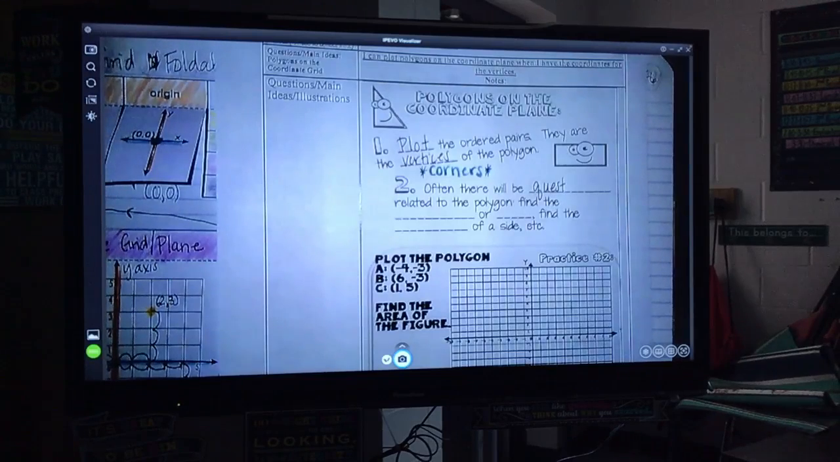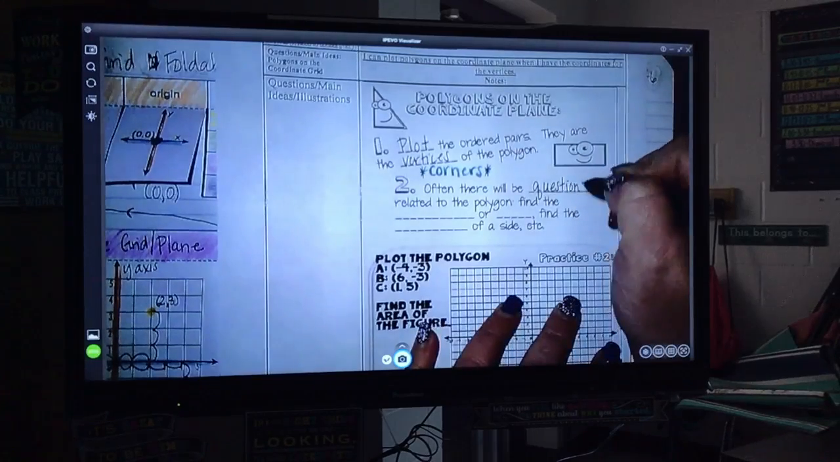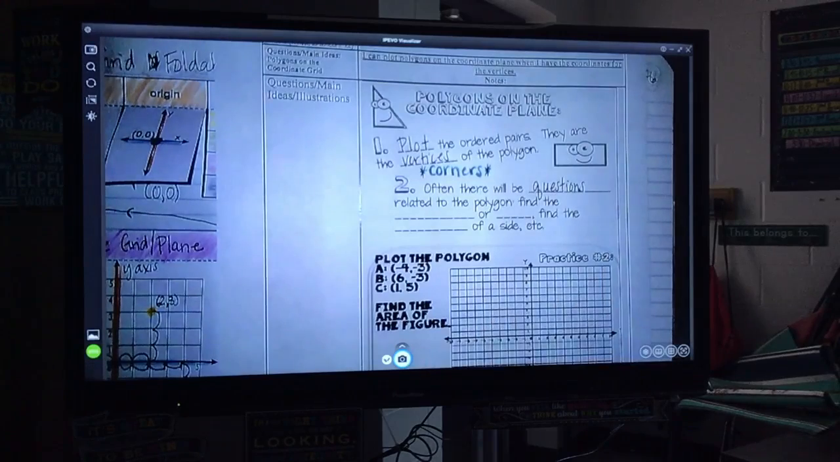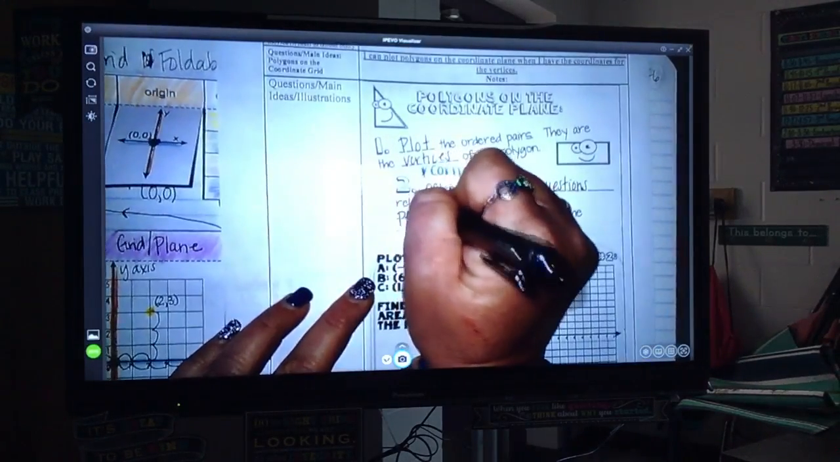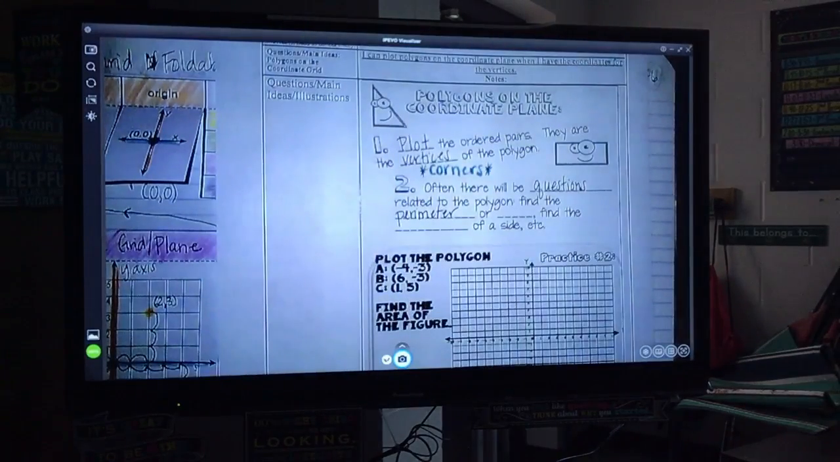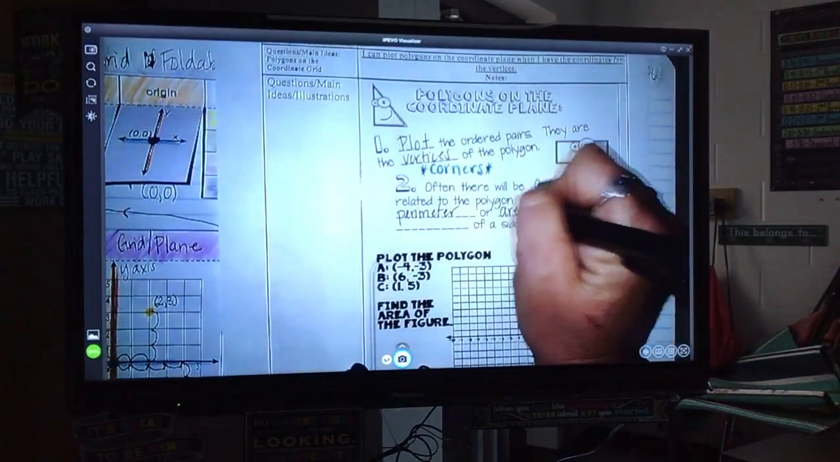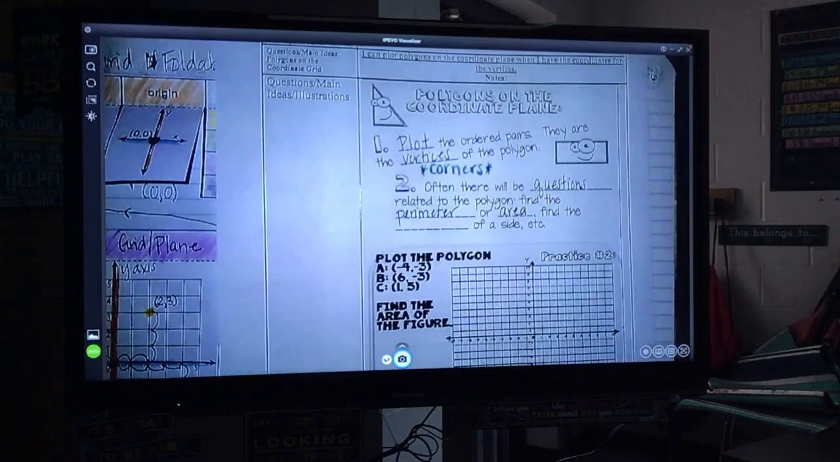Okay. So often there will be questions related to the polygon. So one of those questions could be find what? Find the perimeter, or area. Now, why are we not finding surface area or volume? Raise your hand and tell me. Why are we not finding surface area and volume?